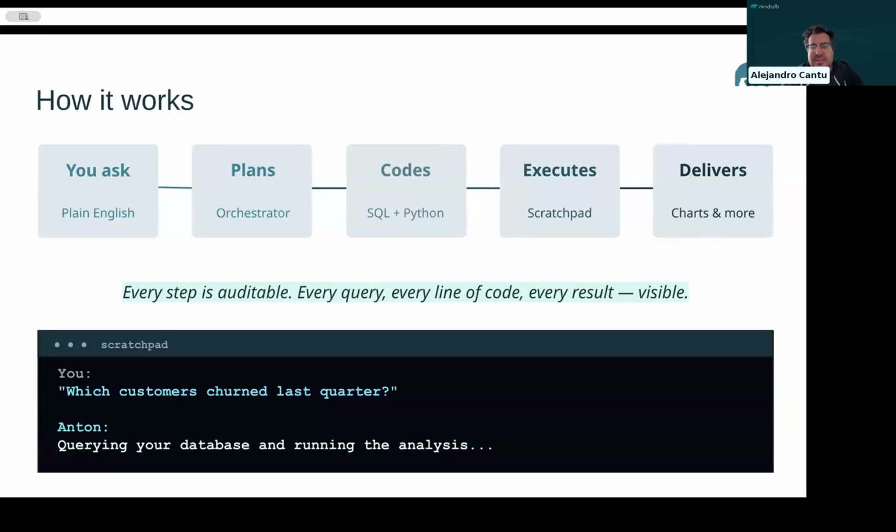And how it works is it has five different steps. We're just going to go really quick over it, to give you an idea of how Anton works on the back end. First, you ask the question. Then the first step is that Anton starts planning: what are the things I need to do to be able to get to this answer?